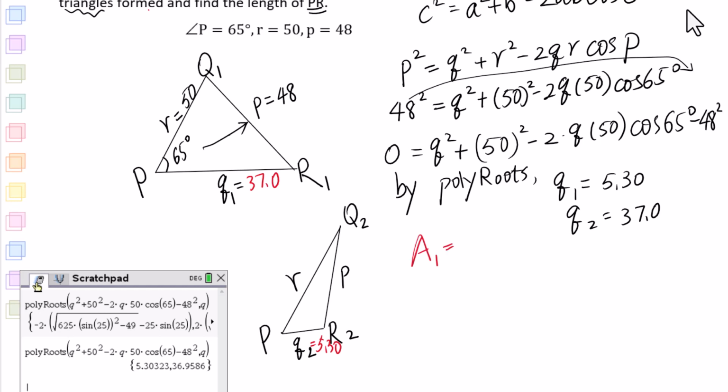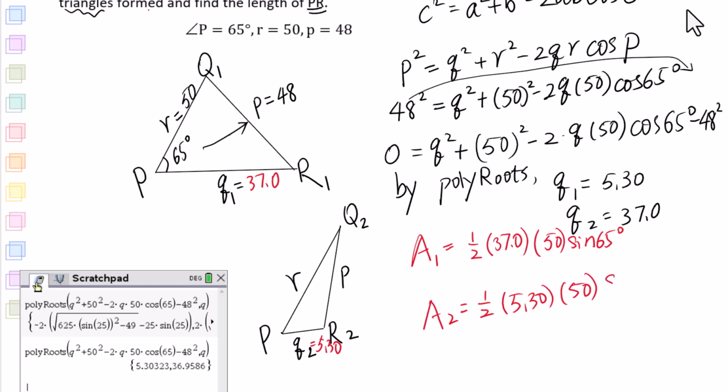for the larger triangle is 1/2 ab sin C, so 37.0 times 50 sine 65 degrees. For the smaller triangle, area equals 1/2 times 5.30 times 50 times sine 65 degrees. This is 50. This is 65 degrees.